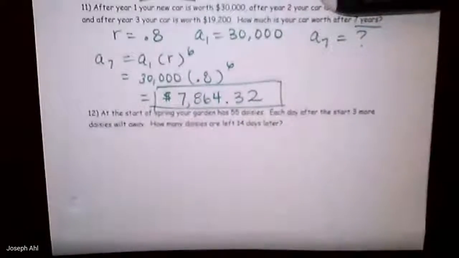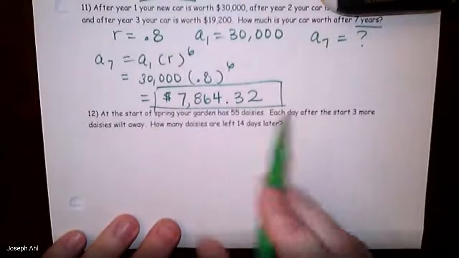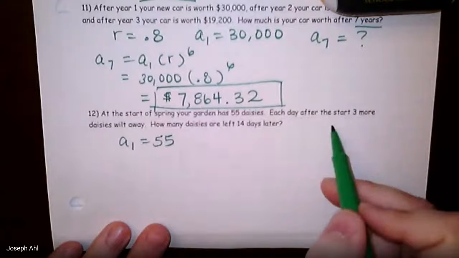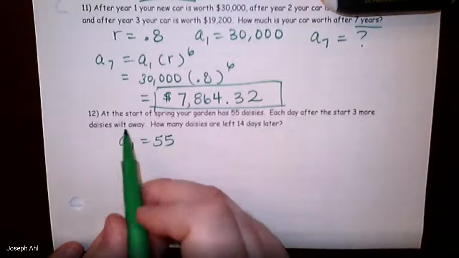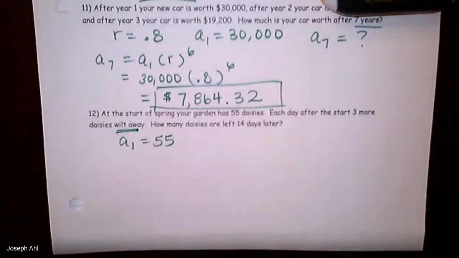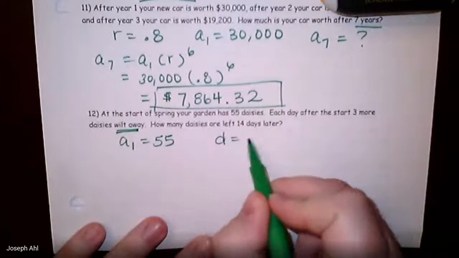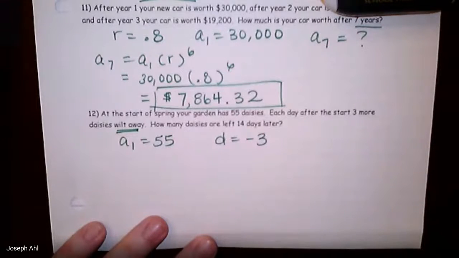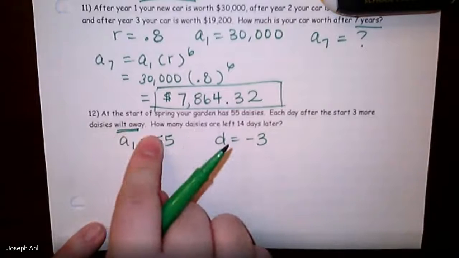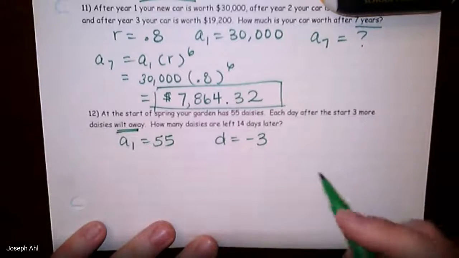Last one, at the start of spring, your garden has 55 daisies. So that's A1 at the start. And each day after, there are 3 more daisies that wilt away. Hopefully what you're implying with wilt away is that the daisies are decreasing. And if 3 more do that each day, this is a common difference of -3. Students get caught up on that all the time. If they're wilting away, it means they're dying, right? So we're decreasing by 3.